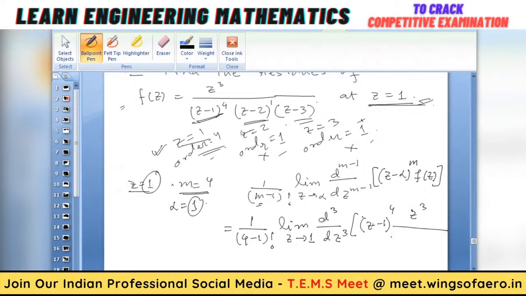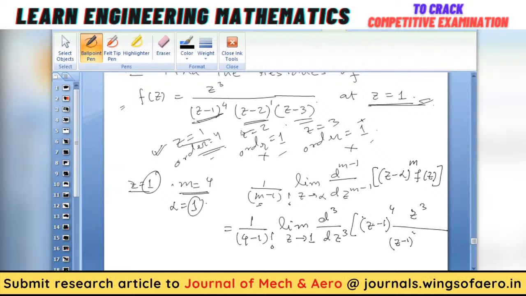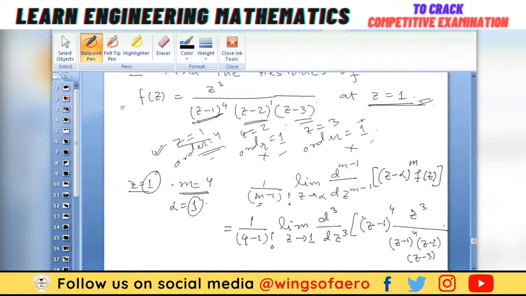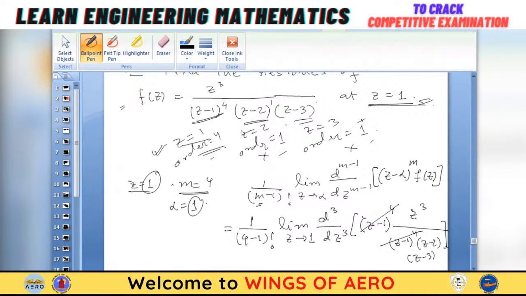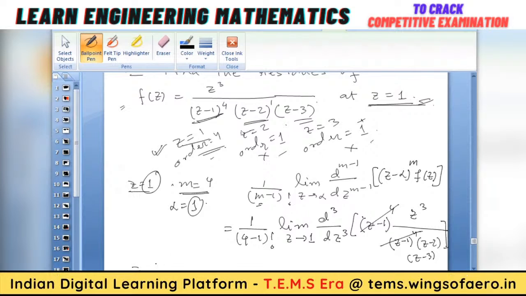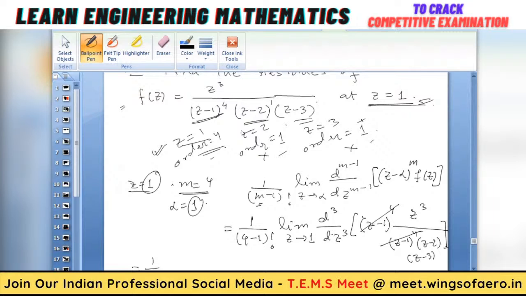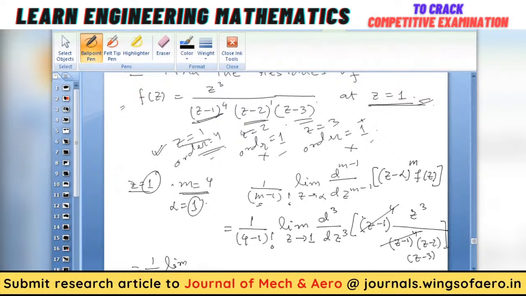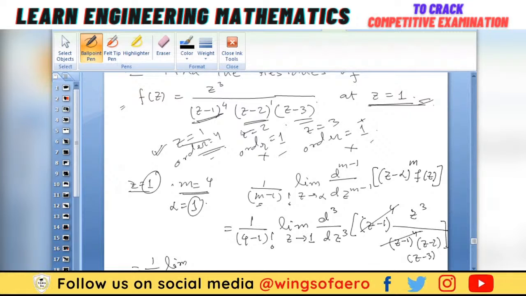divided by (z minus 1) to the power 4, (z minus 2) into (z minus 3). Okay, this one, (z minus 1) to the power 4 is nullified, and we are getting 1 by factorial 3, limit z tends to 1.